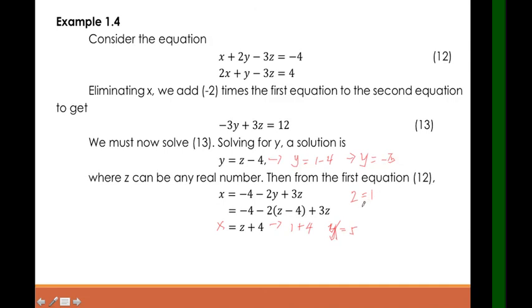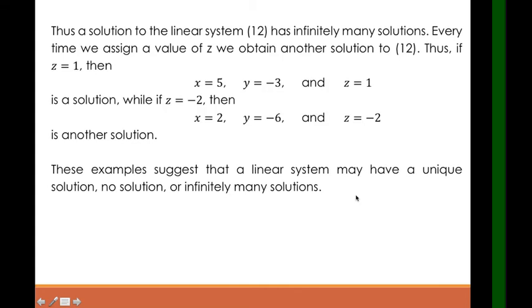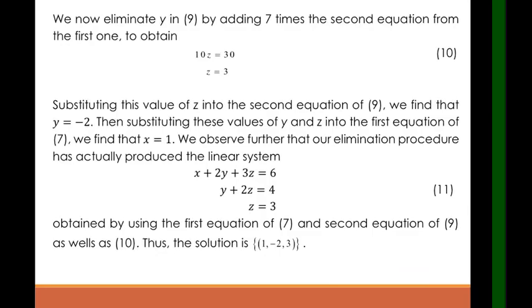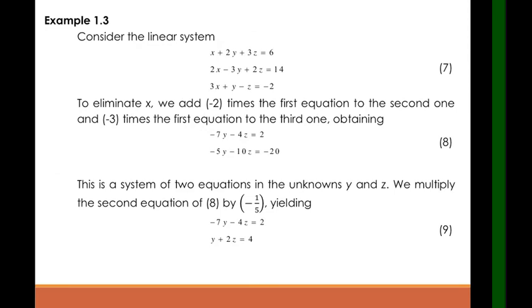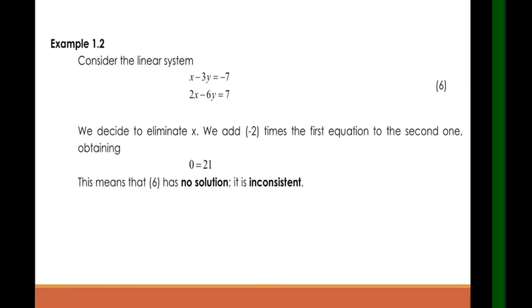So meron siyang infinite. So every time na nag-assume tayo ng value ni z, nagkakaroon tayo ng infinite solution for this. Nagkakaroon tayo ng many solutions, no? Another solution, a unique solution. So, magkakaroon tayo ng iba't ibang solutions for that. Infinitely many solutions. Yan ang pinopoint ko. Okay? So, for that example, we have infinitely many solutions. For example number 3, we have a unique solution. And for example number 1.2, we have no solution.